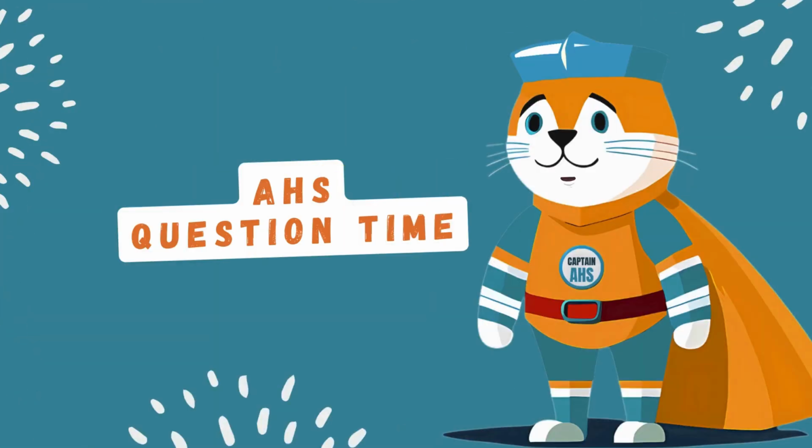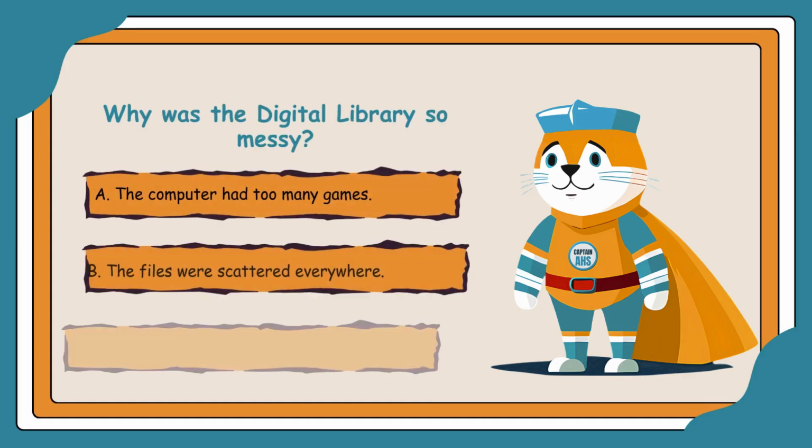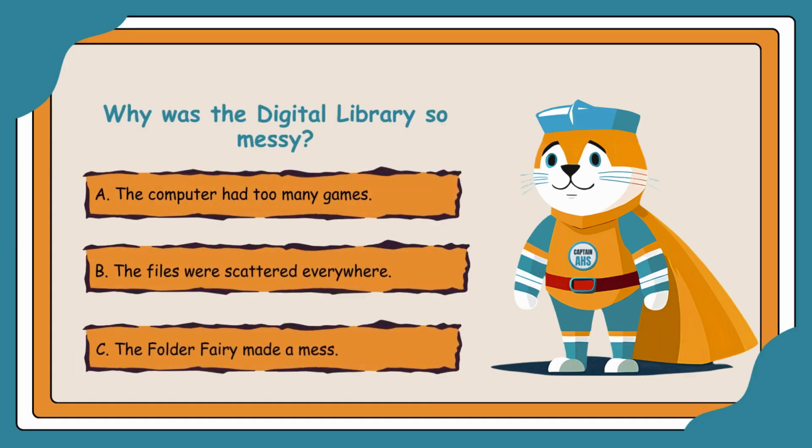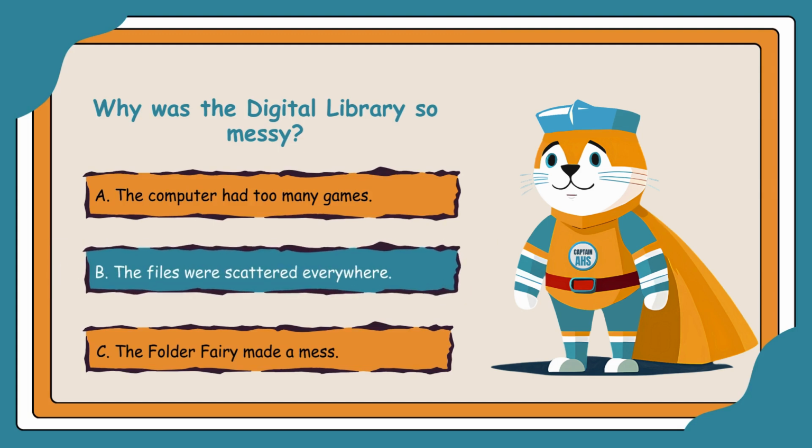It's time for the quiz. Why was the digital library so messy? Option A. The computer had too many games. Option B. The files were scattered everywhere. Option C. The folder fairy made a mess. Option B. The files were scattered everywhere.